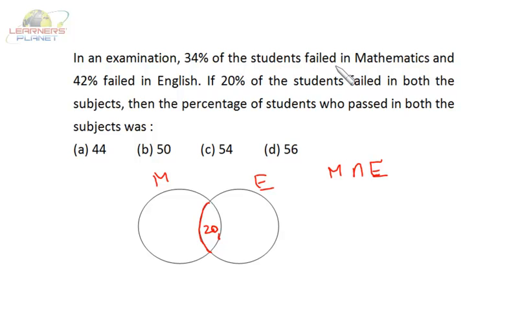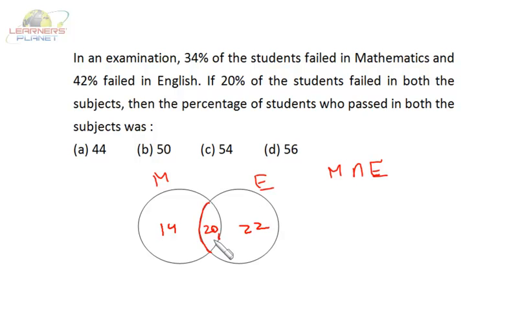34% of the students failed in mathematics. Now out of these 34, 20 we have already written over here, so remaining 14 will be here. So in all there are 14 plus 20, that is 34% students failed in mathematics. Similarly, in case of English, 42% failed in English, so 20 we have written over here, so remaining 22 will be here. Okay, so these are the data of math only, English only, and maths plus English.